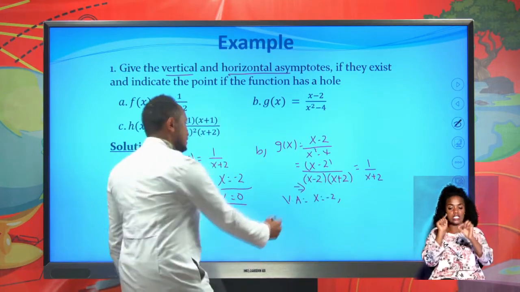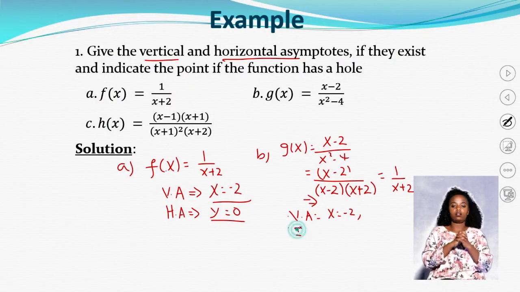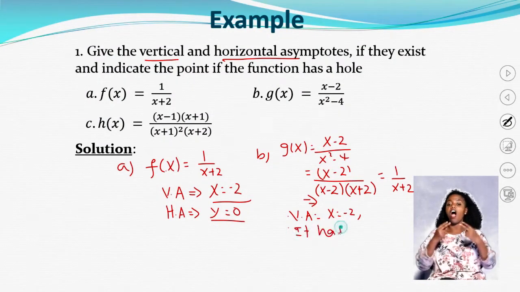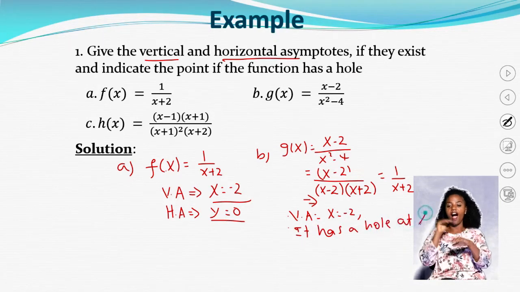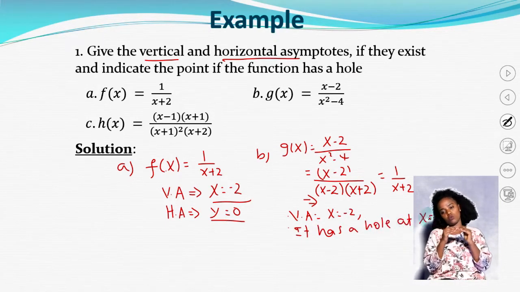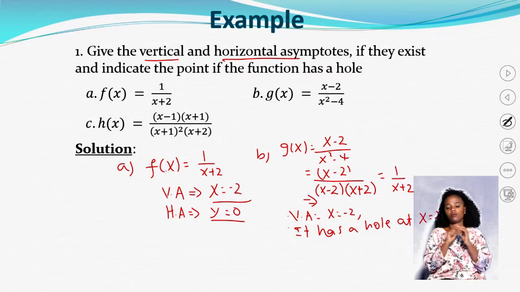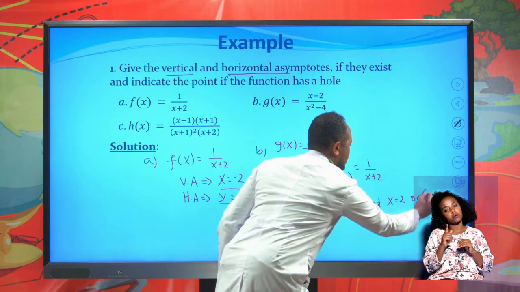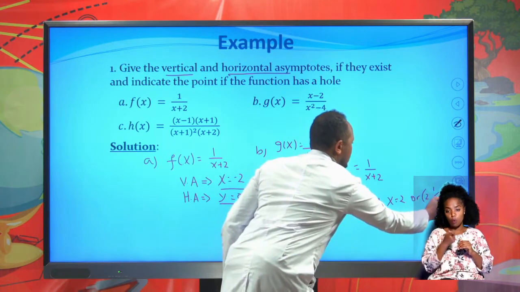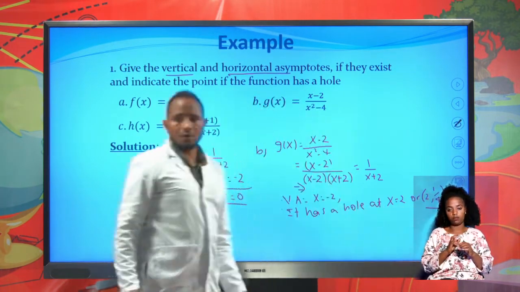The graph has a hole at x is equal to 2. And you can also find the point of the hole when x is 2. Our function is 1 over 2 plus 2, which is 1 over 4. It has a hole at x equals 2, or at 2 comma 1 over 4. It has a hole at this point.